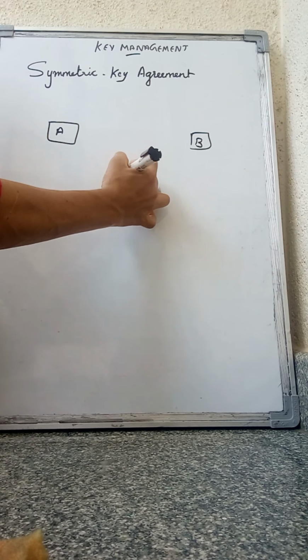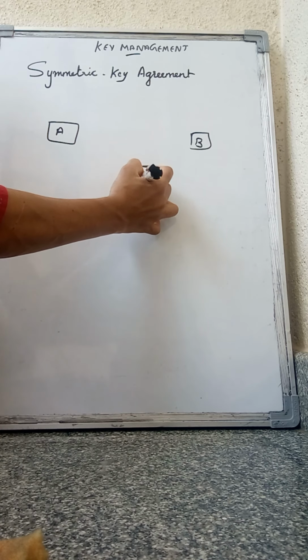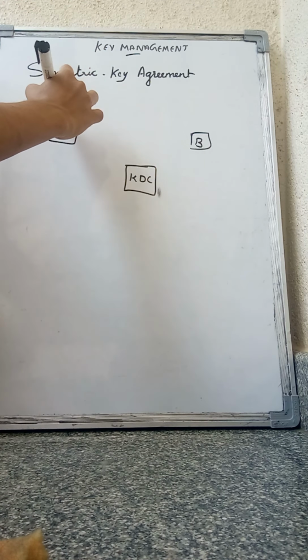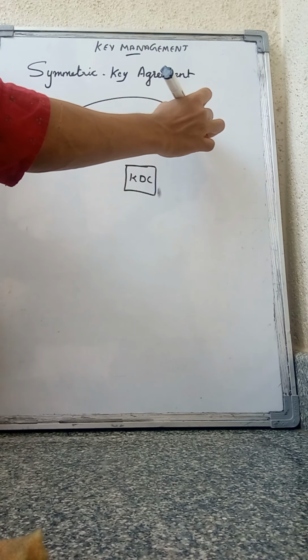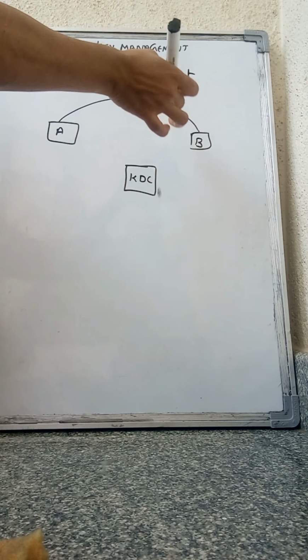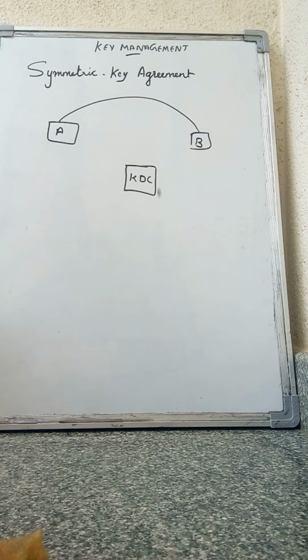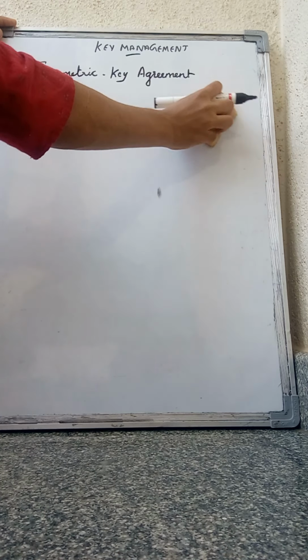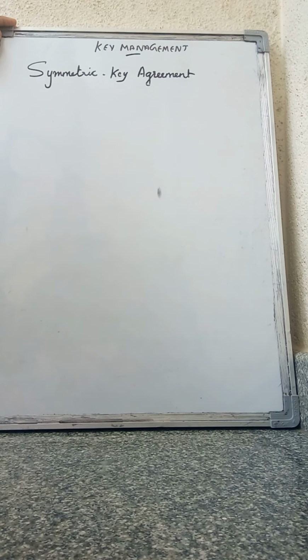Either they can use a KDC, which we saw yesterday, KDC, Kerberos, everything. Another way is that Alice and Bob directly exchange their session key and start communicating with each other. That is called a symmetric key agreement: they exchange the key without the help of a KDC. We are going to learn two symmetric key agreements: first is Diffie Hellman key agreement, and second is station to station key agreement.